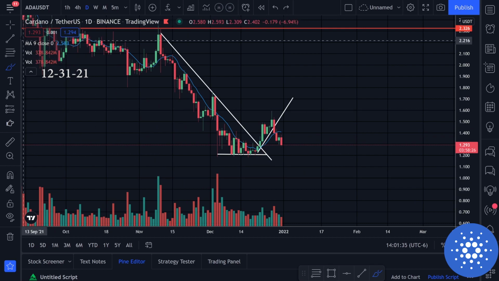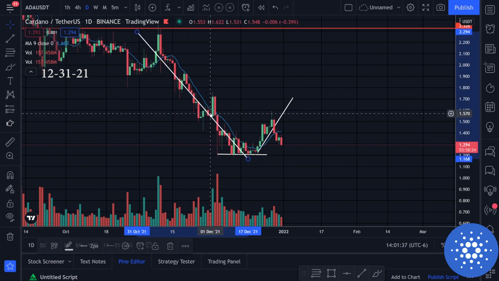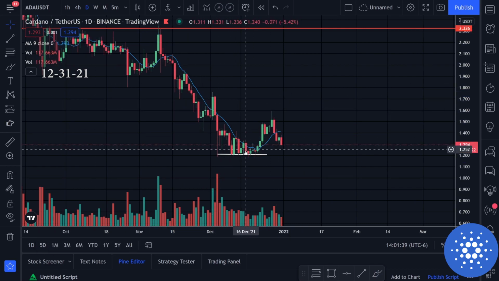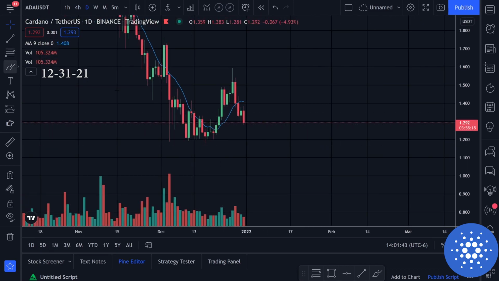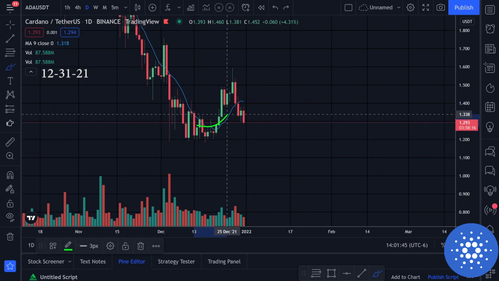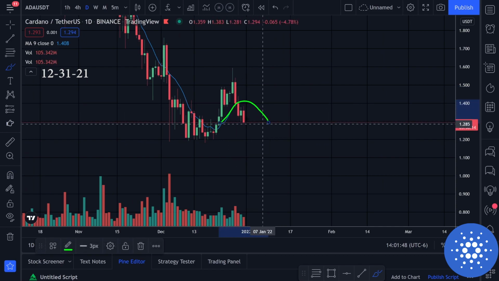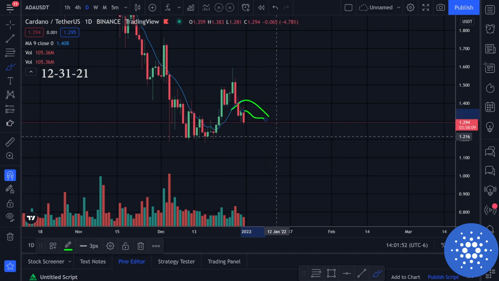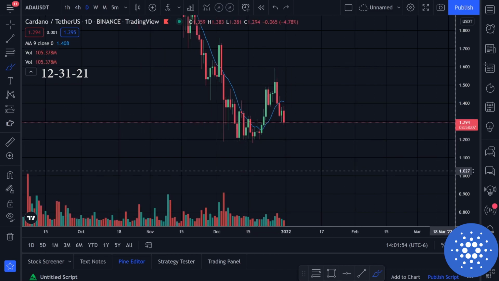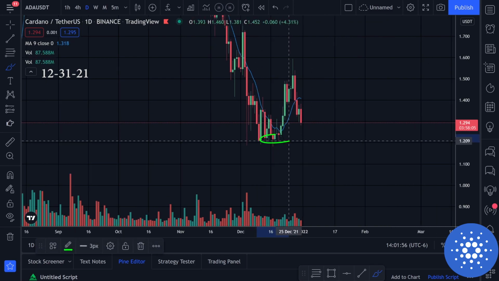And if we delete these trend lines, you can see that we actually broke the 9 moving average on the daily time frame. So in general, what I'm thinking is we're trending down. We broke this 9 moving average right here. Until we break back above it, I'm going to be assuming that it's going to be giving us resistance and pushing us down.